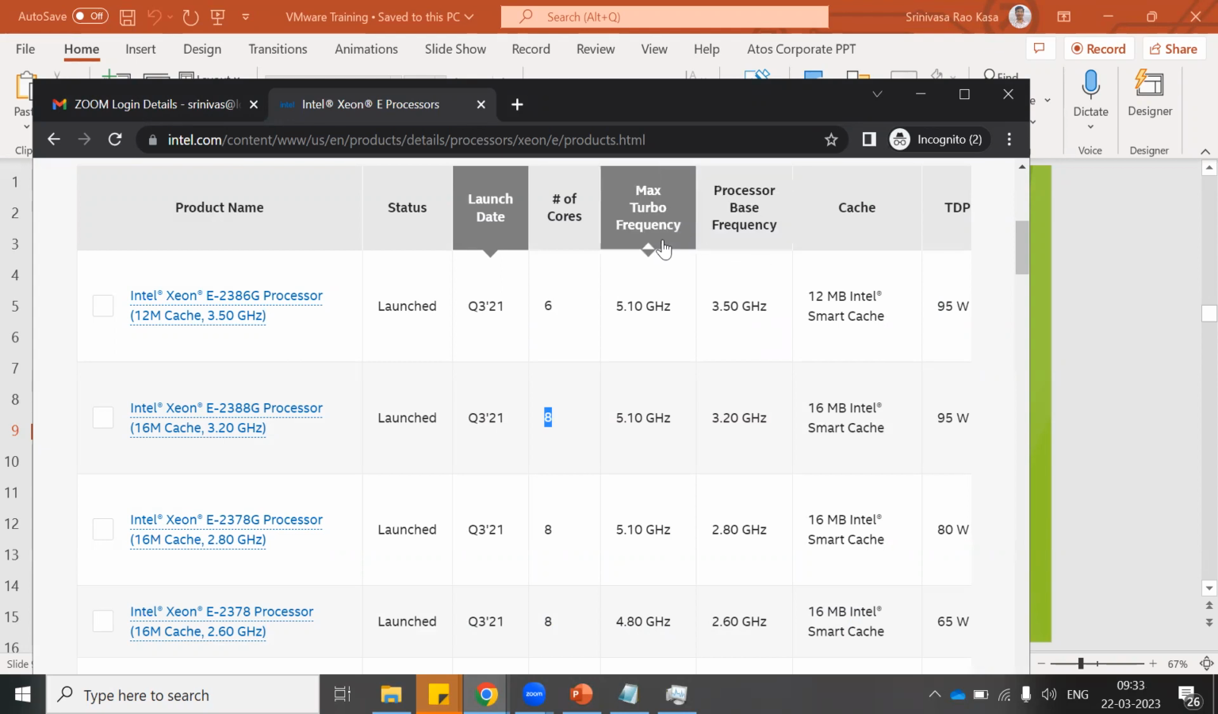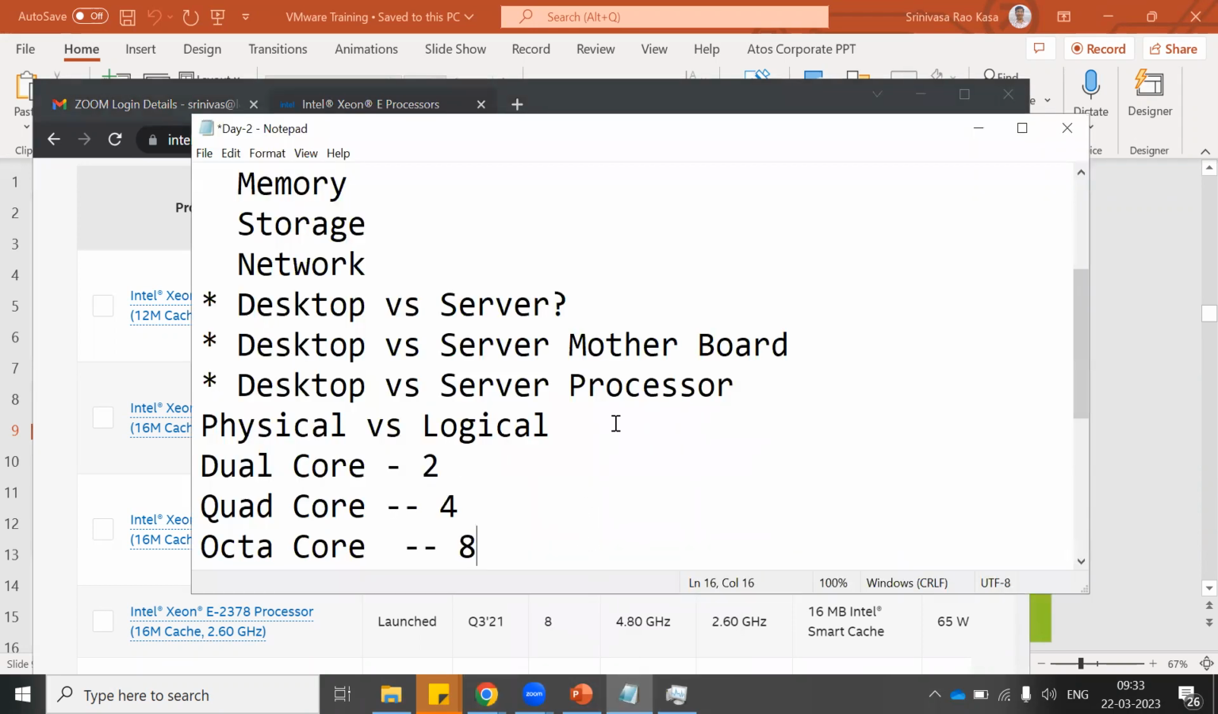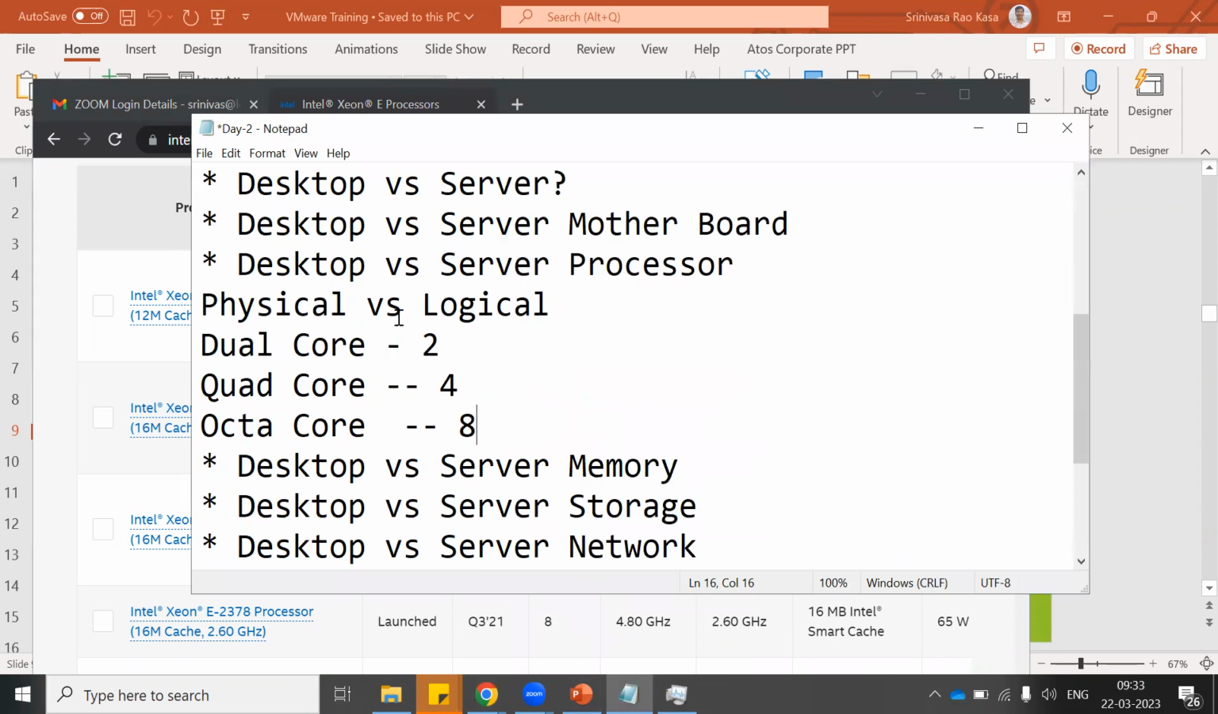Processor base frequency, maximum turbo frequency, and cache. What is cache? Cache stores configuration instructions so that the same information is available quickly, which improves performance. All of these matter in CPU configuration. For the virtualization layer, the major components we need to understand in the processor are: what is a physical chip, and how many cores can it support?